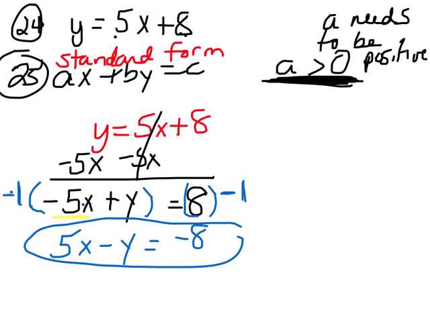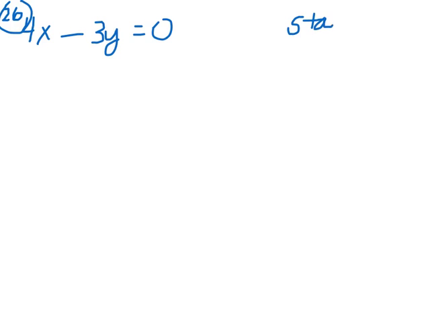So that's complete. I'll do as much as I can on the next one and see what I can fit on this video. This is problem number 26, and it's talking about the equation 4x minus 3y equals 0. This is already in standard form, isn't it? It's got the x's and y's on one side. There are no fractions. The x is positive. All is good with the world.